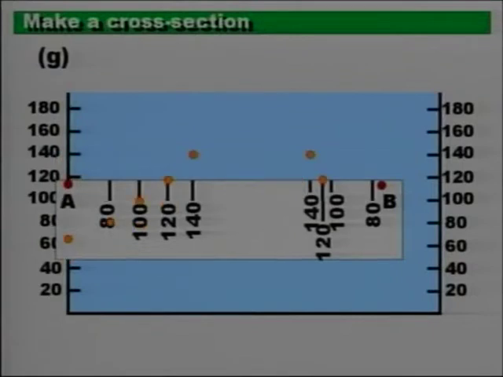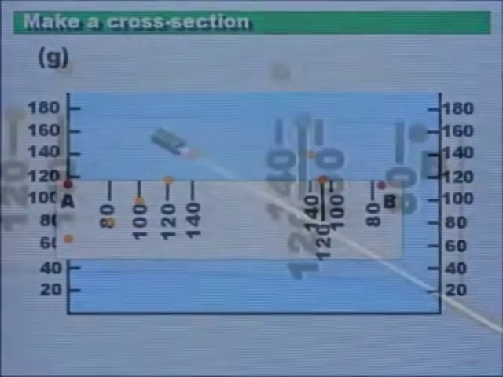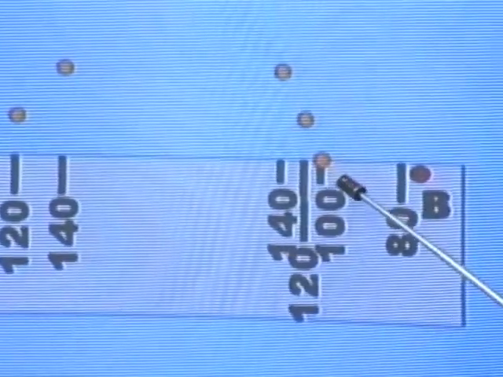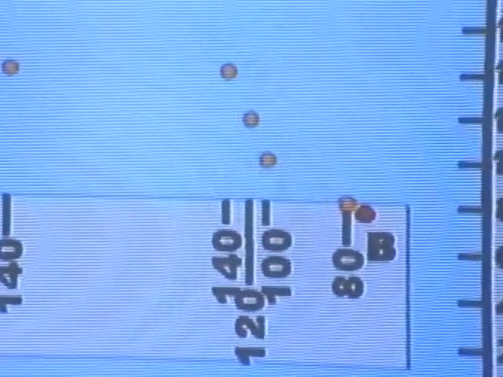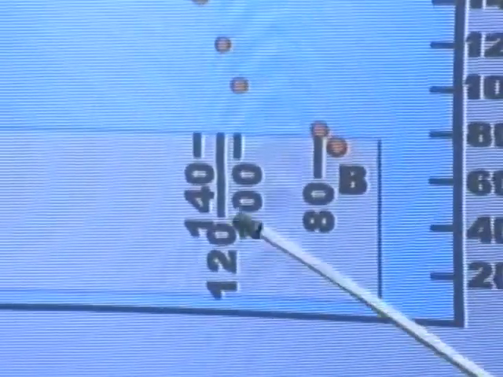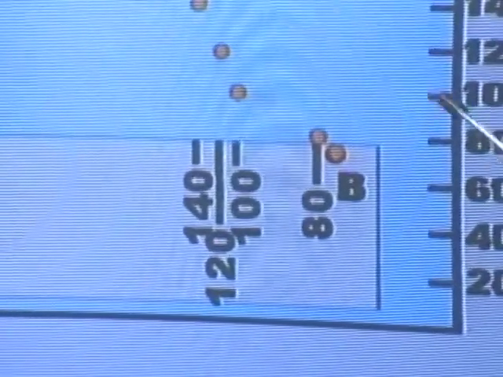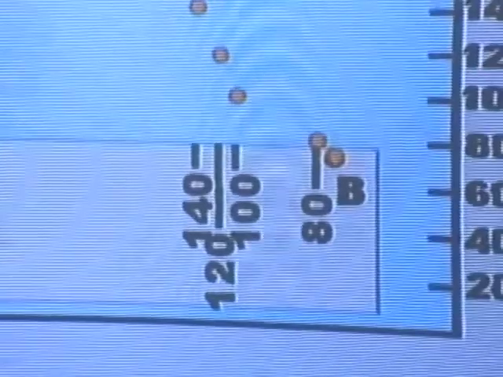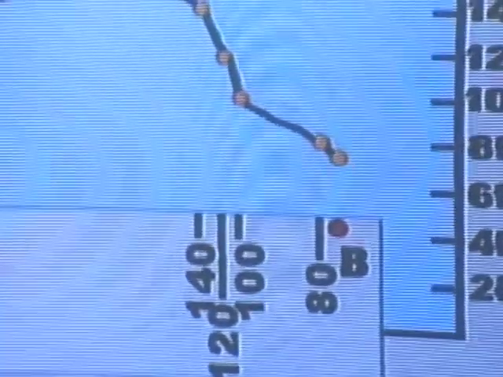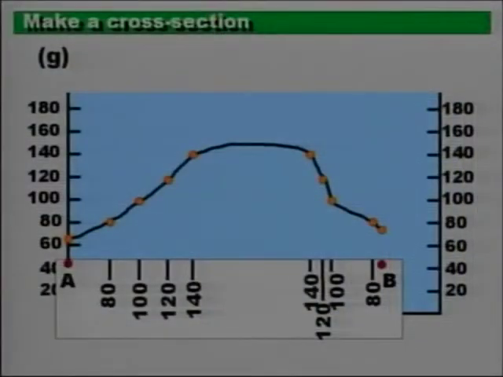You come down to 120 meters, 100 meters. Then you come down to 80 meters. And then finally, you come to B, which should be between 70 and 80 meters. Okay, we connect the dots using freehand, and this is what your feature should look like.